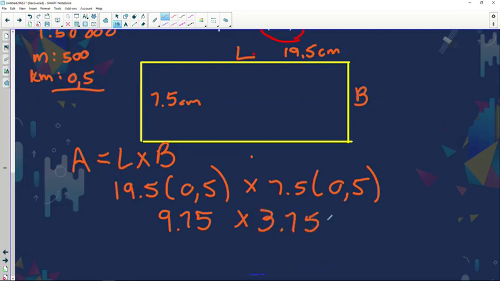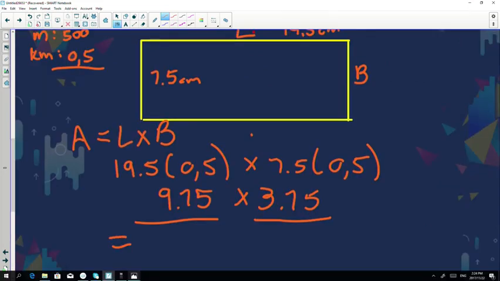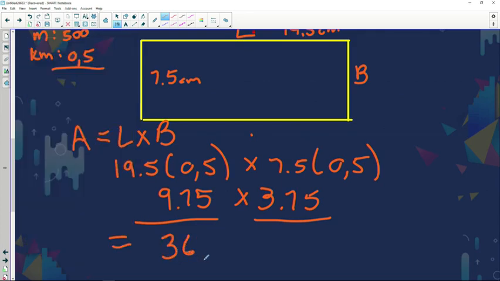3.75. So what we basically just did now, we took our length and times it with 0.5 because we're working off the topographical map. We took our breadth and we times it with 0.5 because we're working off the topographical map. You got your two answers, and now if you look at the formula, you times it with one another, and we're saying 9.75 times 3.75, and the correct answer over here is 36.5. And what will the answer be expressed in? In square kilometers.